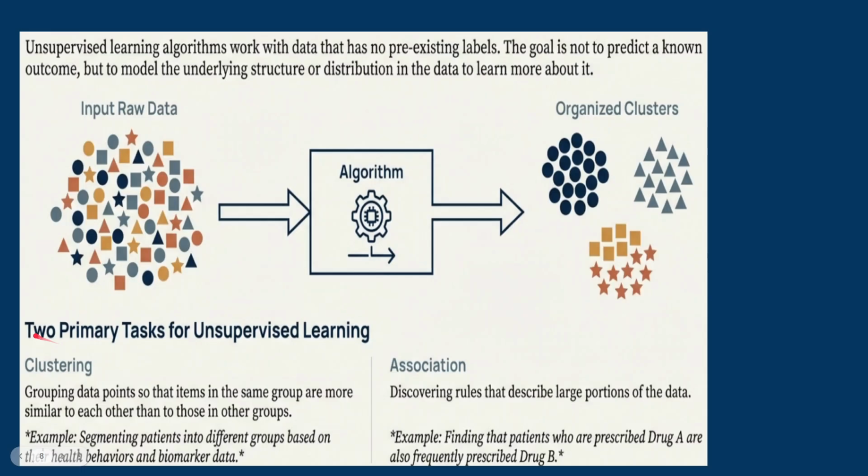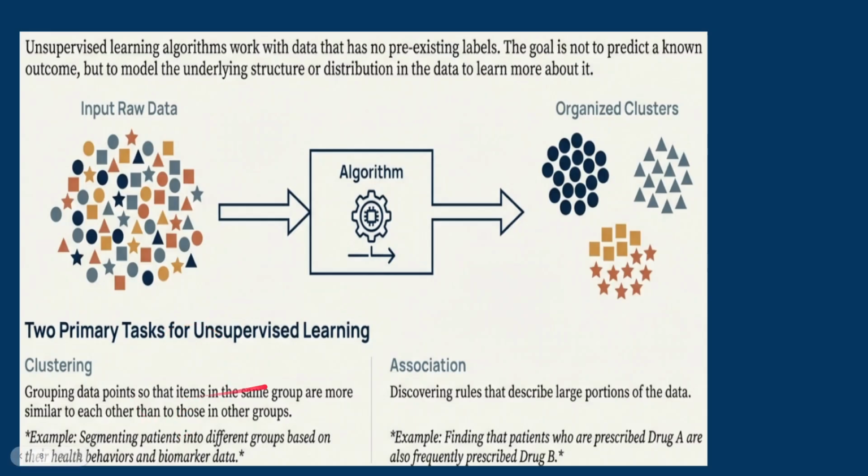Okay, so the first of the two primary tasks of unsupervised learning is clustering. What it does is grouping data points so that items in the same group are more similar to each other than to those in other groups. This is the example here. Even though the shapes are different, if the color is the same, it is given as a cluster. Okay, so an example in the medical record is segmenting patients into different groups based upon health behaviors and biomarker data. Based on the health condition, they can segment the patient groups.